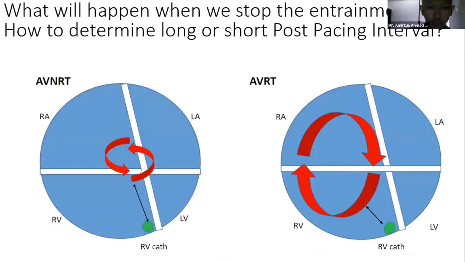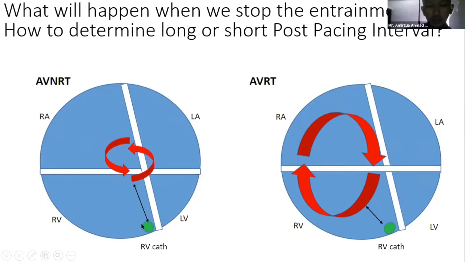Okay, why does this happen? Because during the tachycardia, for example, with AVNRT, the reentrant circuit is only around the AV node, and then we reset the tachycardia at the RV, so it's very far from the circuit.